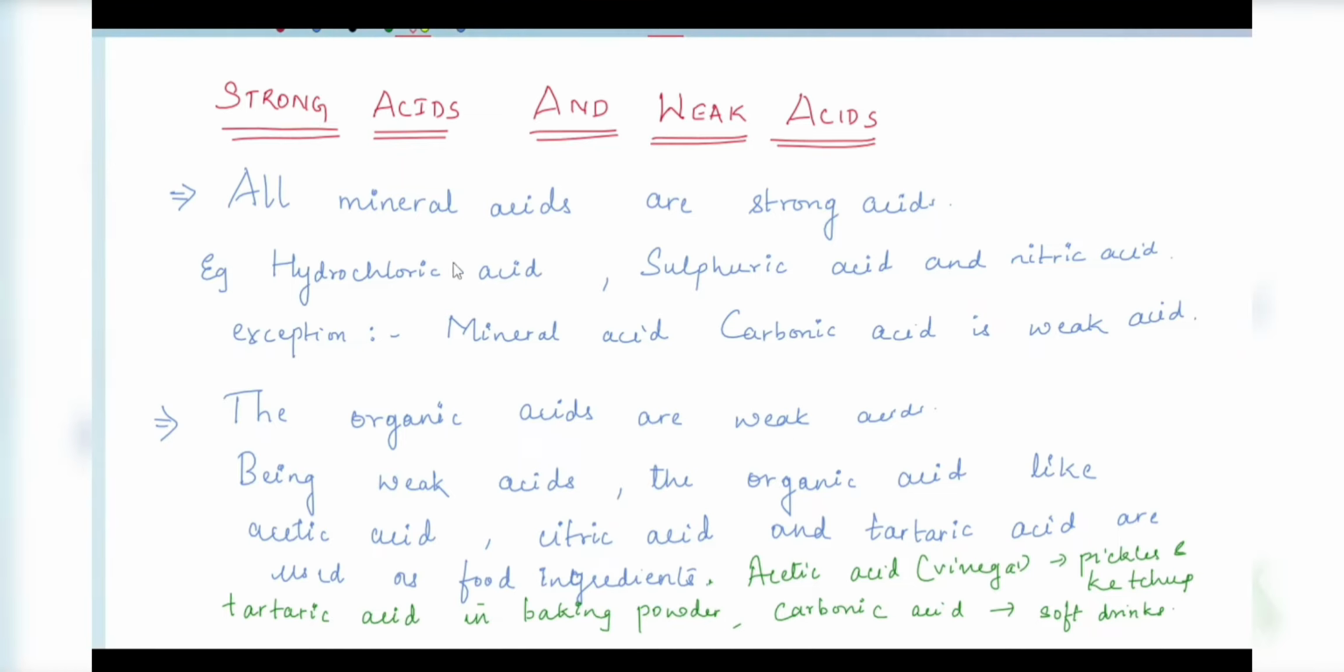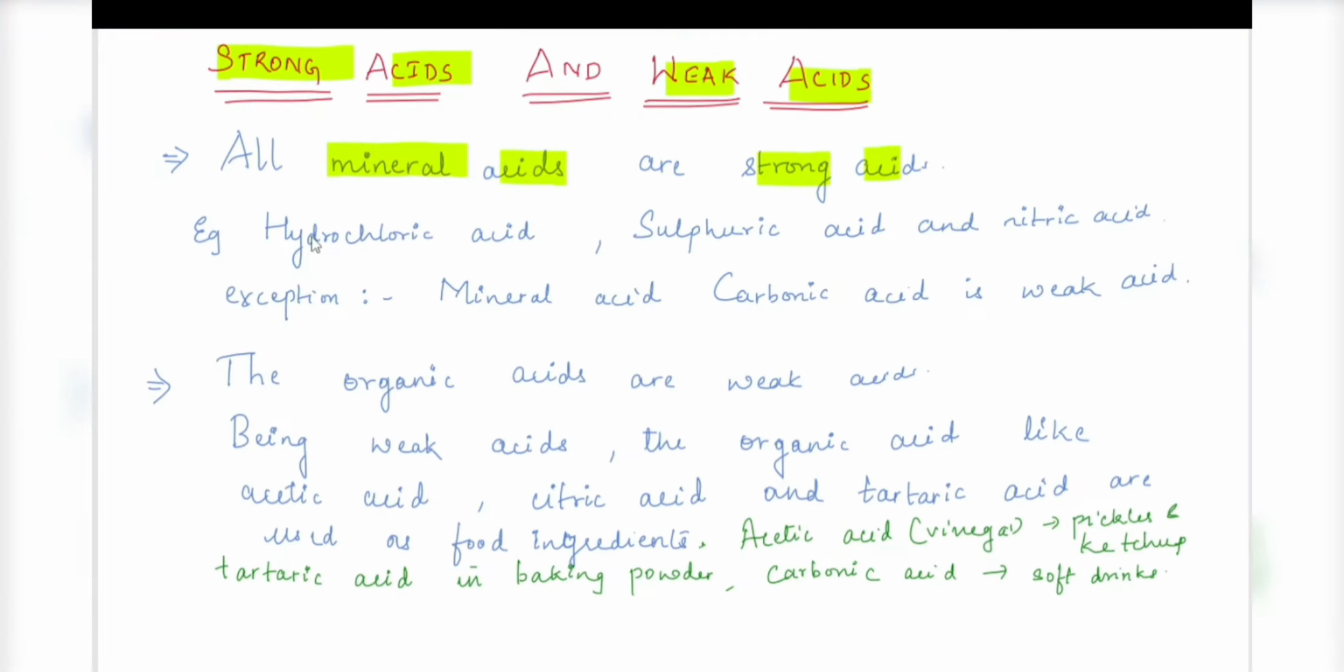Now let us see the categories of acids. So an acid can be a strong acid or a weak acid. We have seen that mineral acids are usually strong acids. All the mineral acids are strong acids, like hydrochloric acid, sulfuric acid, and nitric acid. So they are the mineral acids which are very strong. But there is an exception among the mineral acids. Carbonic acid is a mineral acid, but it's a weak acid. So carbonic acid is the exception.